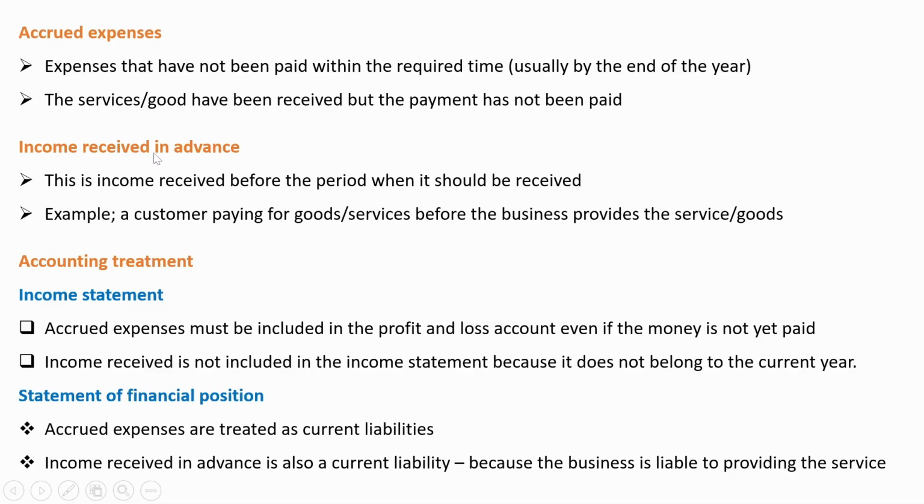So next we have income received in advance. This is income received before the period when it should be received. We have an example here. A customer paying for goods or services before the business provides the service or goods. So you receive money from a customer, but you have not provided the service. Or you receive money from a customer and you have not supplied the goods. Maybe you have not even produced those goods. So you have received income in advance.